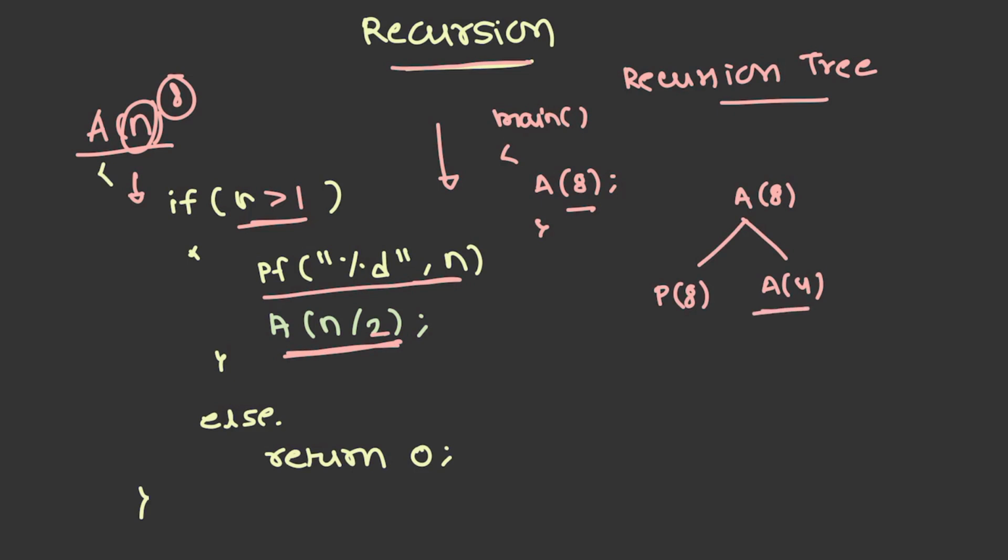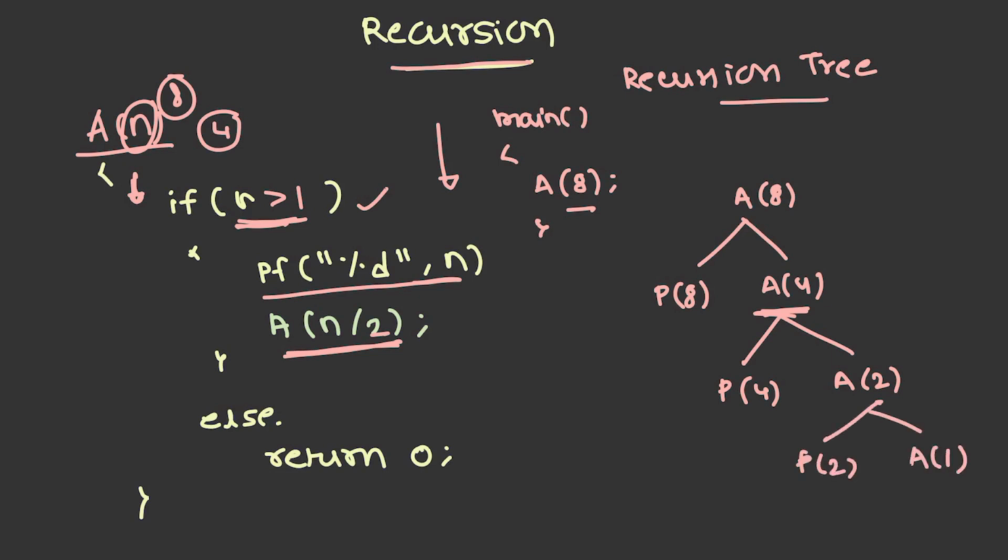Now this function call has been made, the value of n is 4 and the execution continues. Is this condition satisfied? Yes. Then it will enter the condition and the value of n, 4, has to be printed and a function call to a of 2 has been made. Even 2 is greater than 1. So 2 will be printed and a function call to a of 1 has been made. Is 1 greater than 1? This condition fails in a of 1, so it comes out of this condition statement and it returns 0.